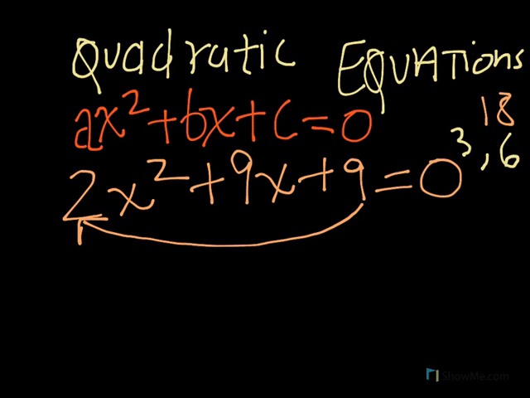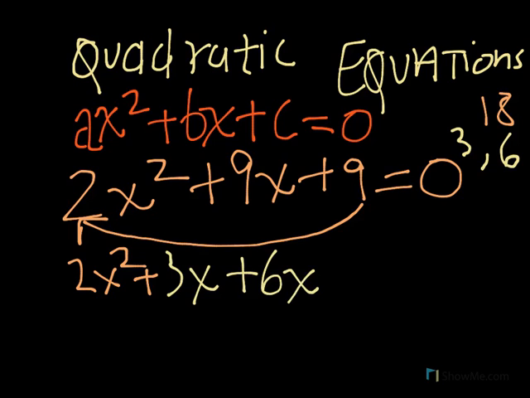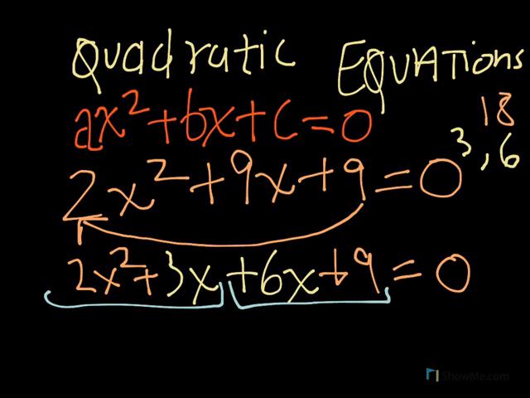So let's go forward. We write 2x squared plus 3x plus 6x plus 9 is equal to 0. Then we group these two terms and these two terms, and factor them out separately. So let's factor them out. It will be an x out.